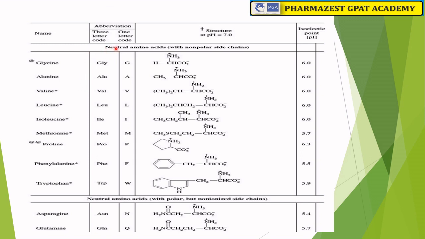These all are neutral amino acids. These are neutral amino acids with polar but unionized side chains. Both are neutral amino acids, with non-polar side chains here and polar side chains here. These are the important amino acids, namely glycine, alanine, valine, leucine, isoleucine, methionine, proline, phenylalanine, and tryptophan. Next, these are asparagine and glutamine.